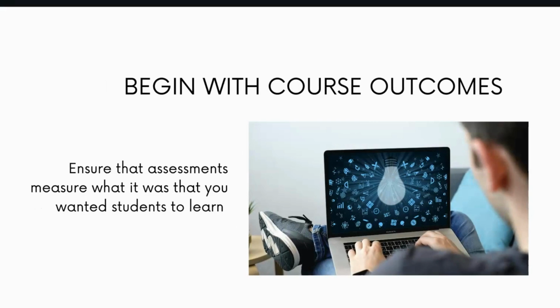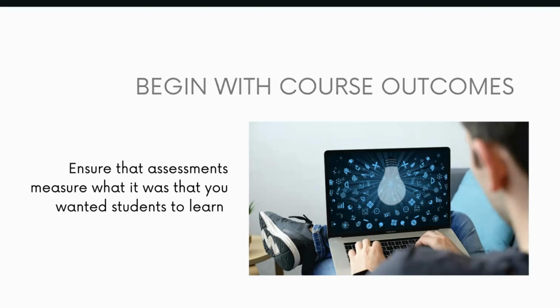Additionally, when designing assessments, always start by reviewing the outcomes for your course. It is imperative that we ensure that all assessments measure the student's achievement of the identified student learning outcomes.